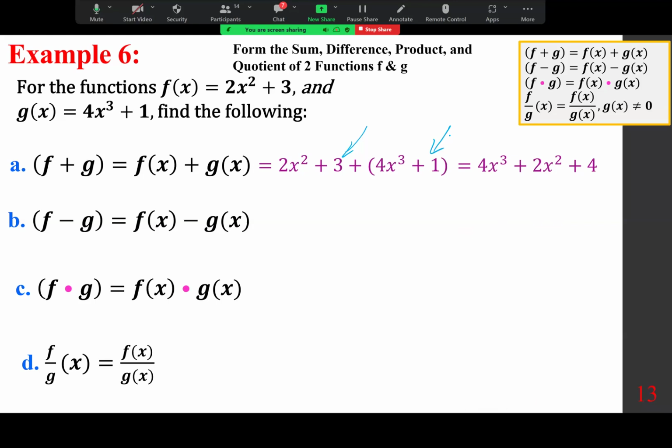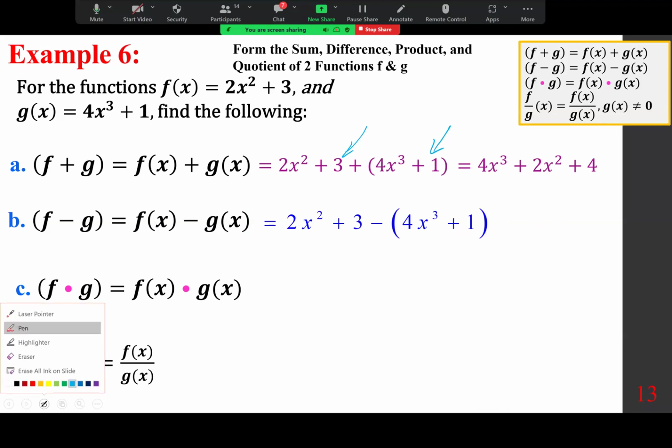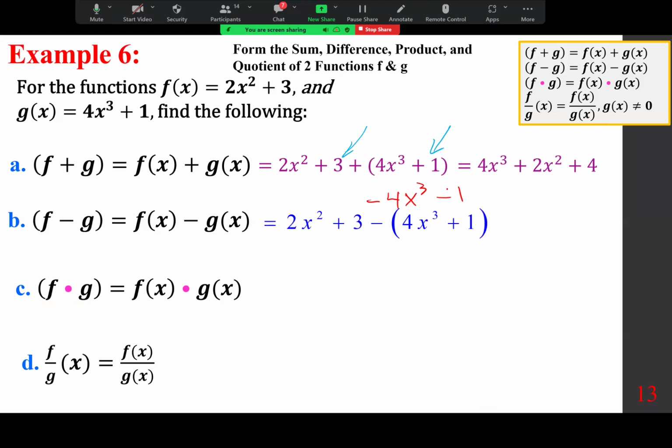f of x minus g of x, we write both functions. We are going to distribute the negative sign and write minus 4x cubed, which we are going to write as the first term because we are going with the descending order, minus 1. So we have minus 4x squared plus 2x squared. We combine these two numbers into plus 2.